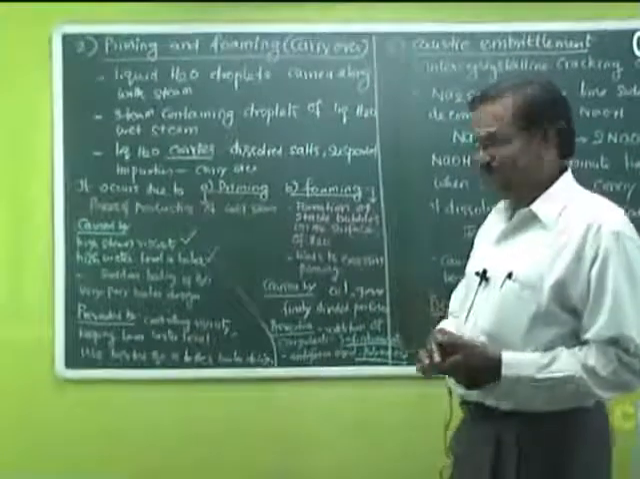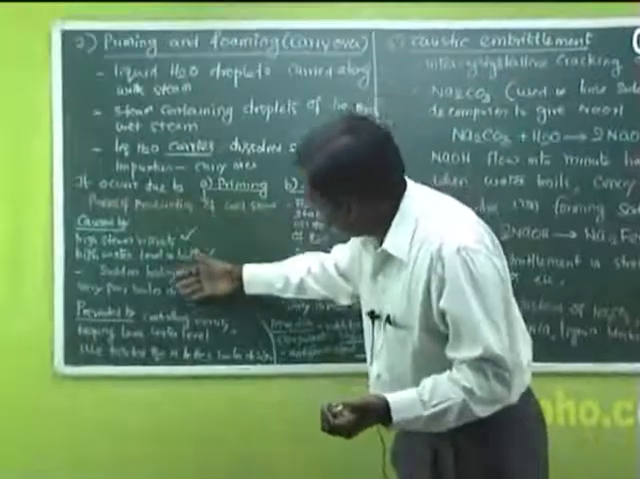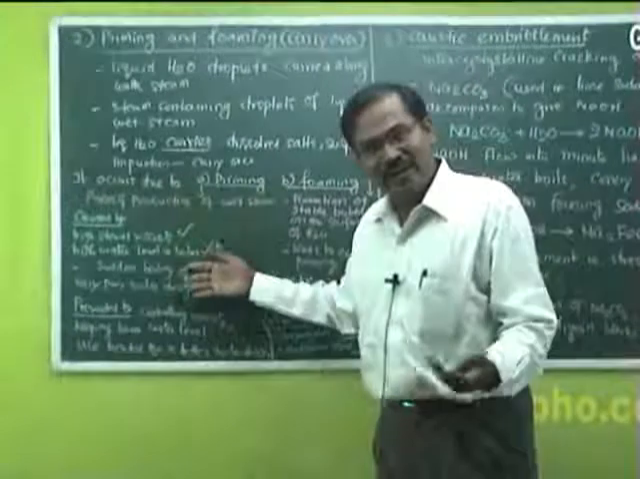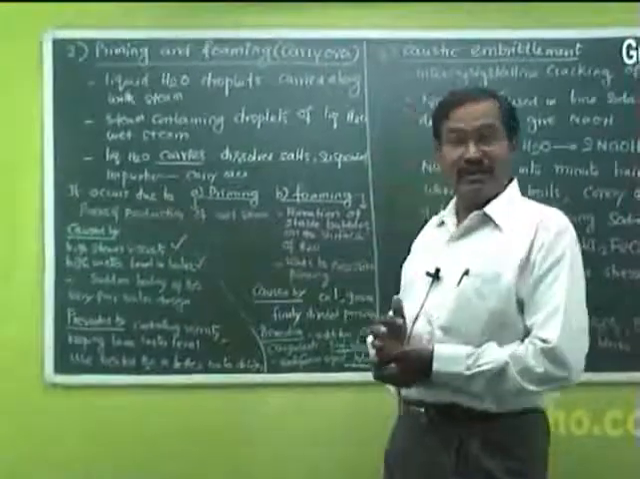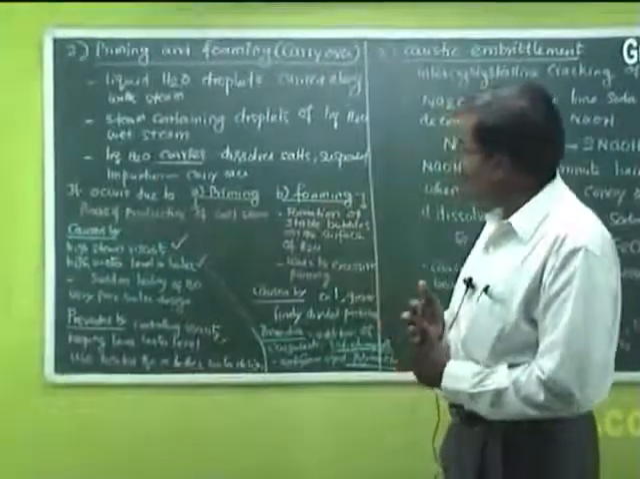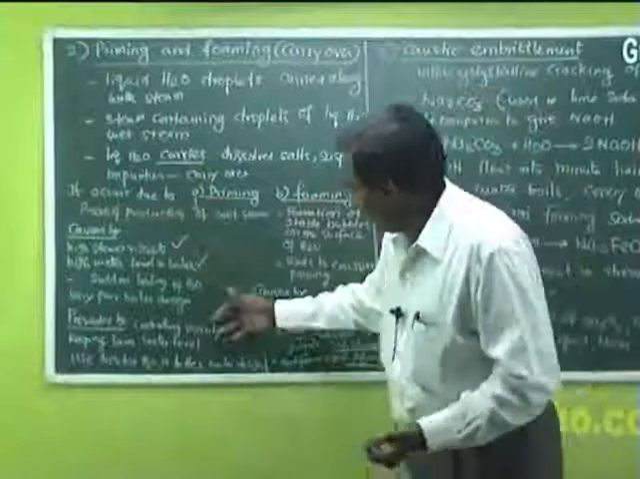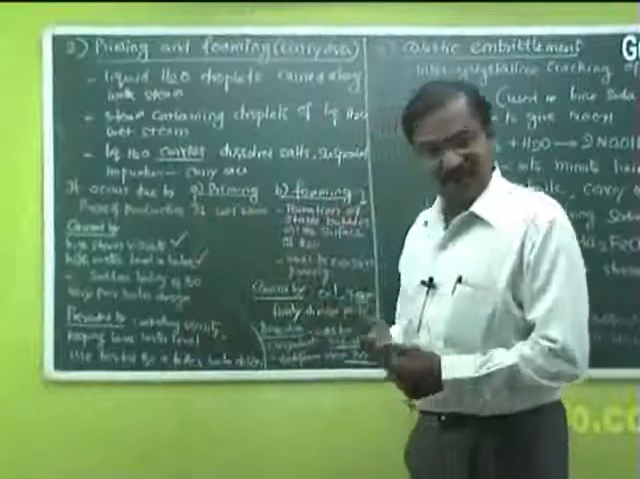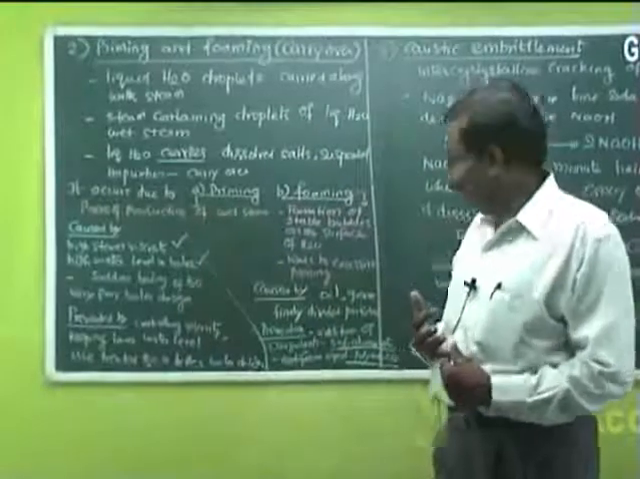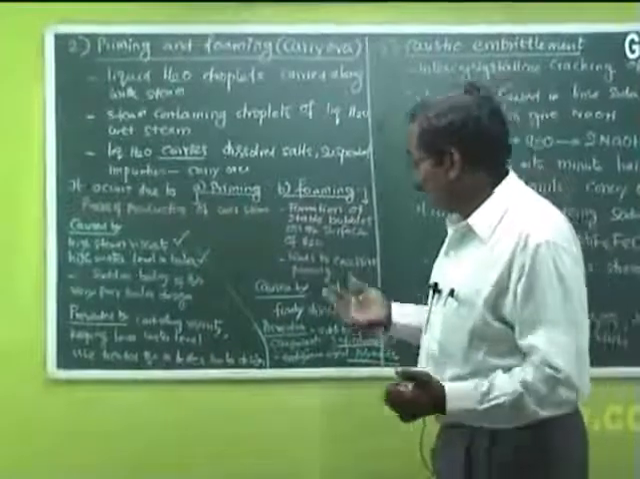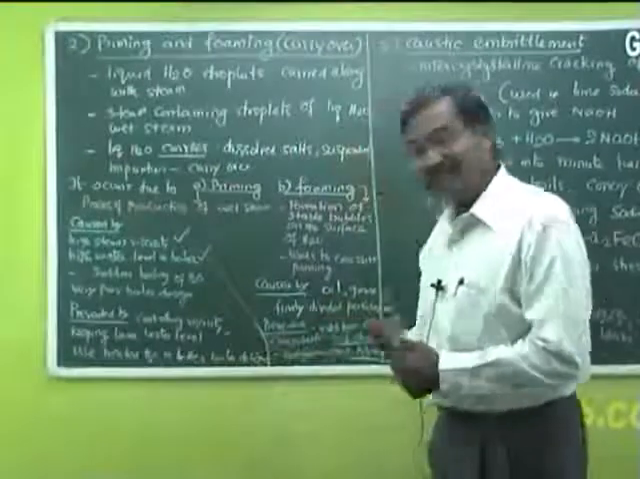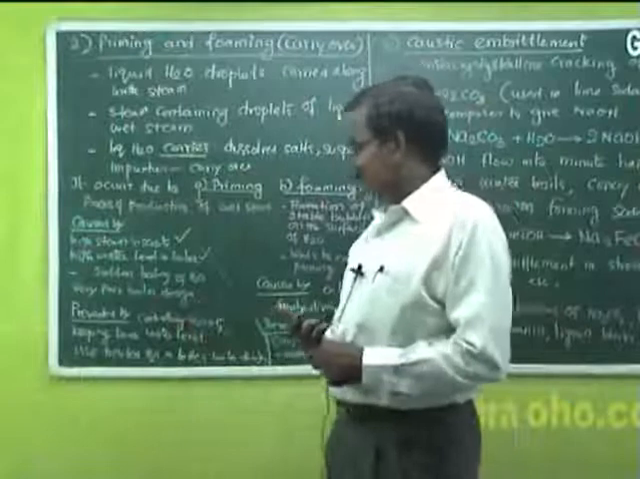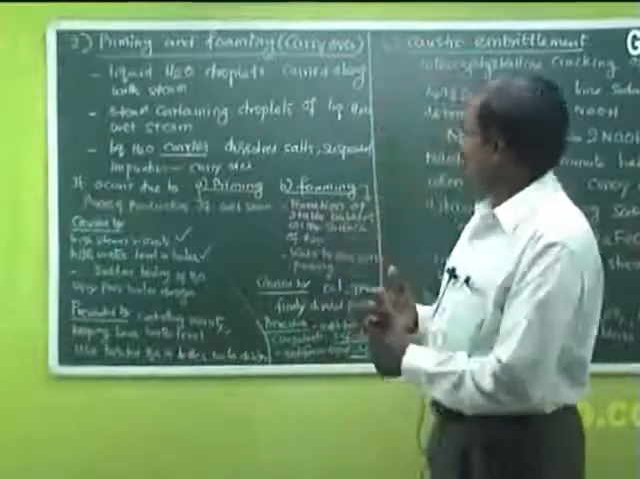So how to prevent it? These are the reasons responsible for priming. Once these things are avoided, naturally the boiler is going to be a better one, which is not going to give any priming. So control the viscosity, keep the water level lower, to the required level, have a better boiler design, and use treated water. Like this priming can be prevented.